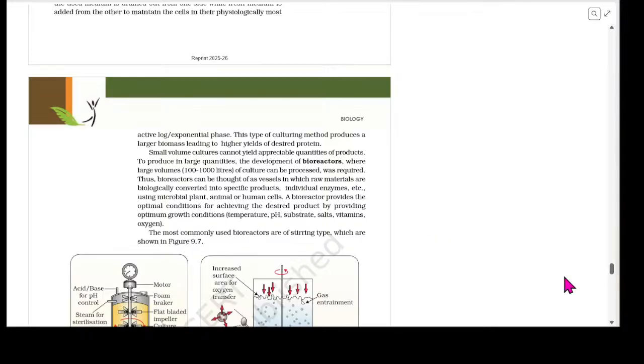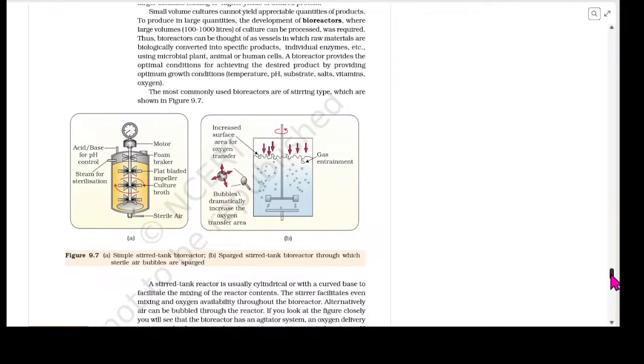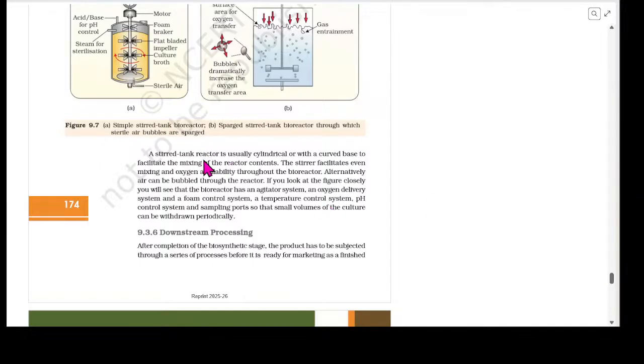The most commonly used bioreactors are of stirring type, which are shown in figure 9.7. A stirred-tank reactor is usually cylindrical or with a curved base to facilitate the mixing of the reactor contents. The stirrer facilitates even mixing and oxygen availability throughout the bioreactor. Alternatively, air can be bubbled through the reactor. If you look at the figure closely, you will see that the bioreactor has an agitator system, an oxygen delivery system, a foam control system, a temperature control system, pH control system, and sampling ports so that small volumes of the culture can be withdrawn periodically.